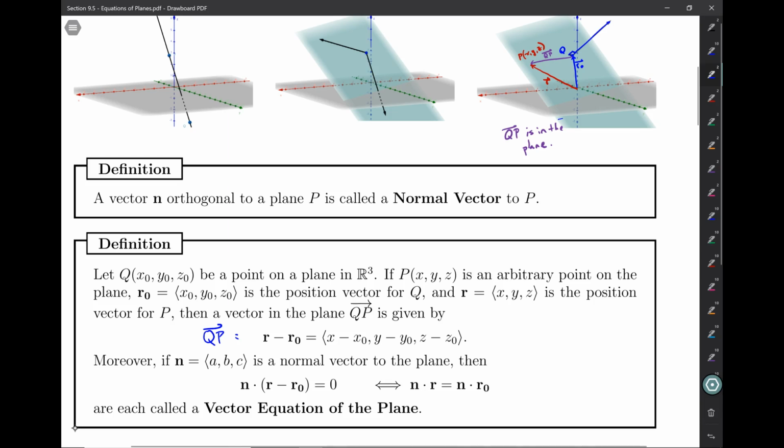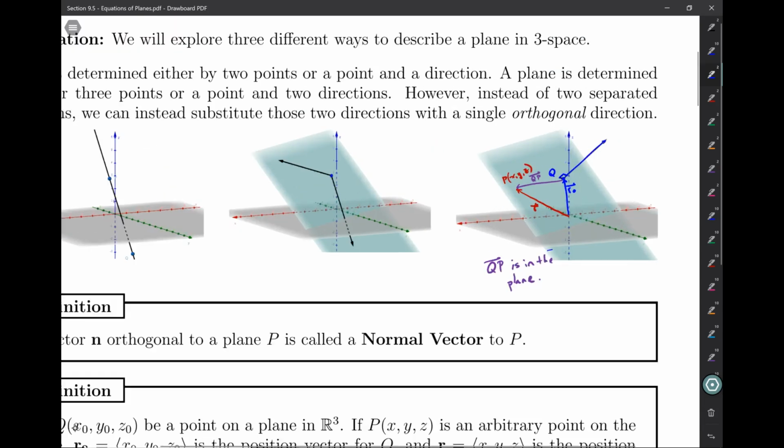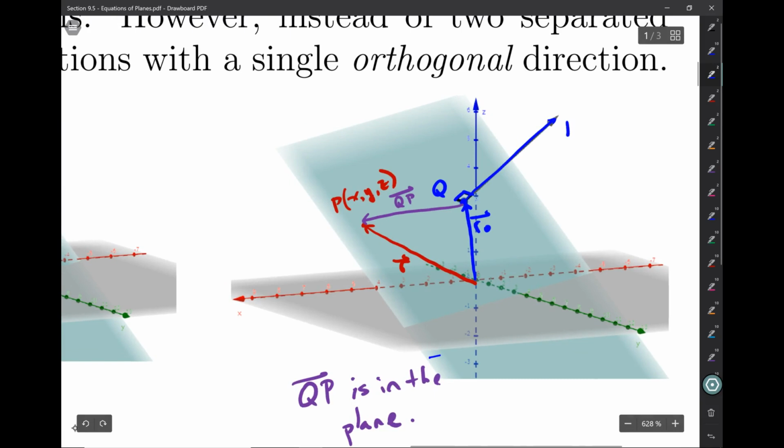Now let's say we have the vector n, and n has components a, b, c. And this is a normal vector. So here, this is the vector n.